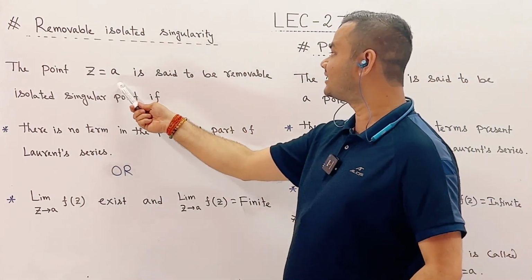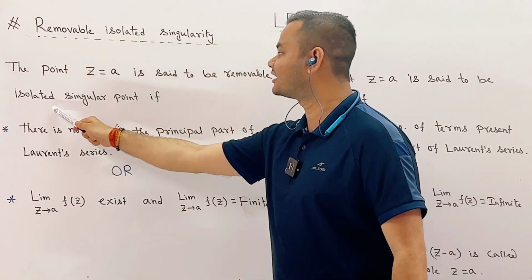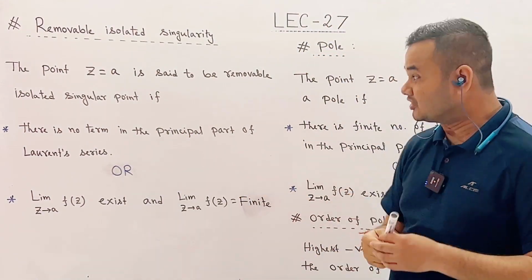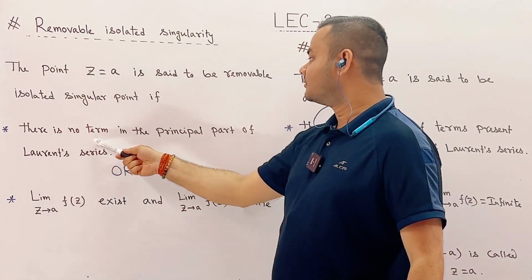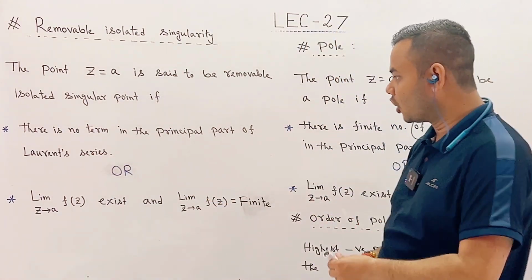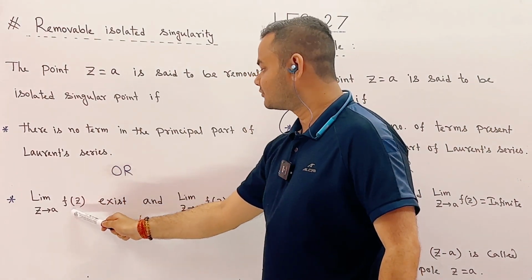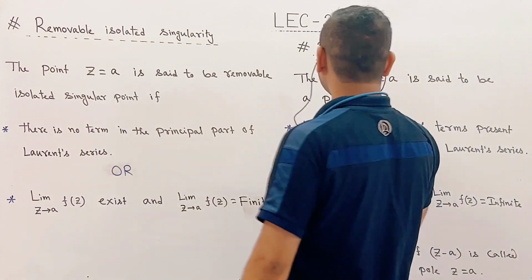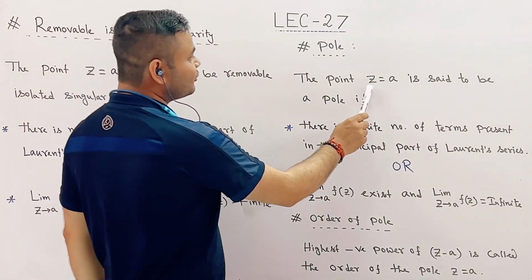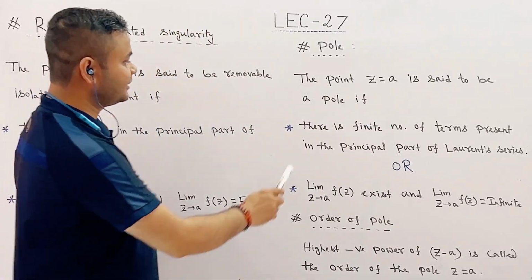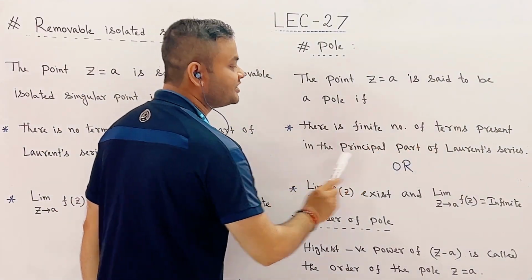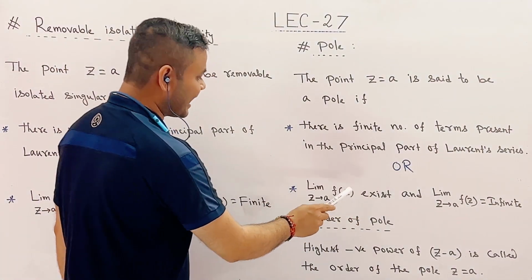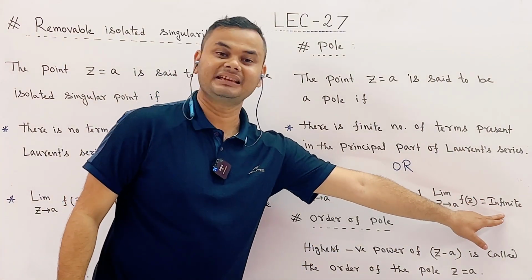Students, the point z equal to a is said to be removable isolated singular point if it satisfies any one of these two conditions. First condition is that there should be no term in the principal part of the Laurent series, or limit z tends to a f of z exists and the limiting value is finite. Next one is pole. The point z equal to a is said to be a pole if there is finite number of terms in the principal part of the Laurent series, or limit z tends to a f of z exists and this limiting value is infinite.